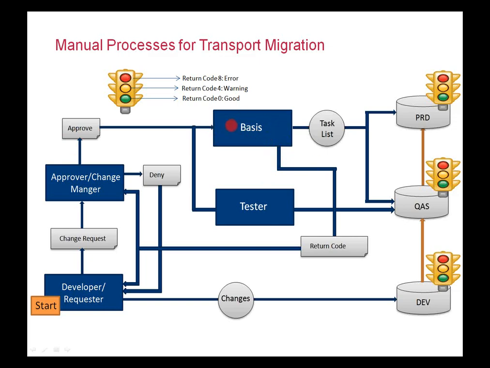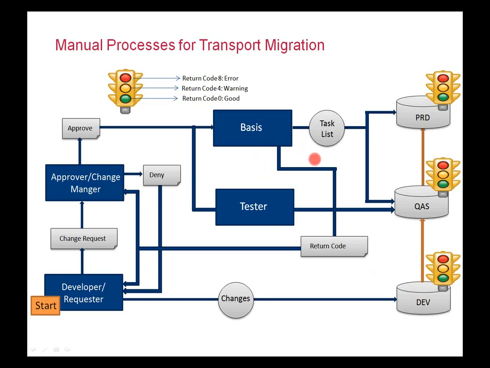The basis team collects all these approvals, creates a task list, and will send them in to each system depending on what the approval is for. After they're sent in, you want the tester that is familiar with the business process to test that out before moving it either way. The tester is going to let the approver know if everything's working correctly. And you see these little stoplights up here, which represent the return code you're going to get when you actually put the transport in.